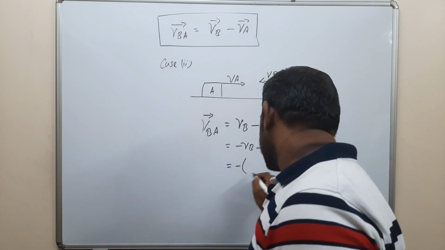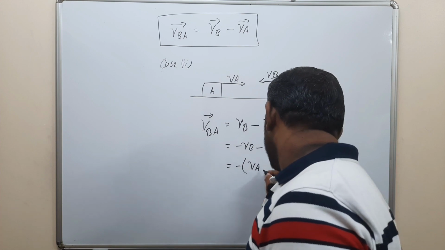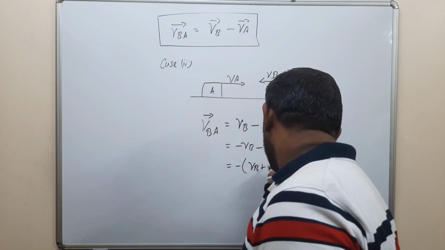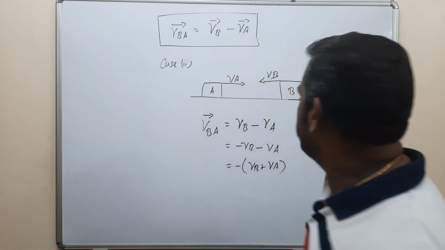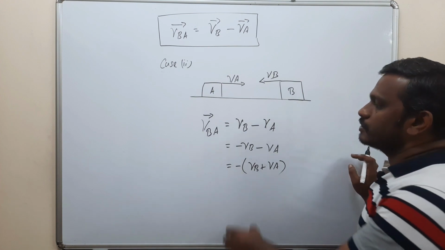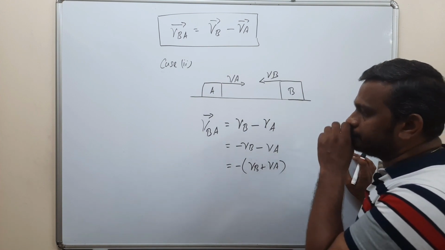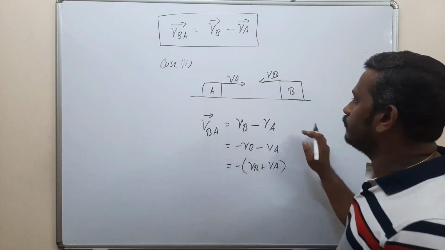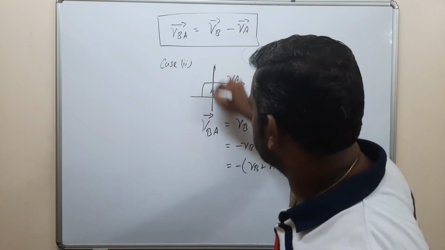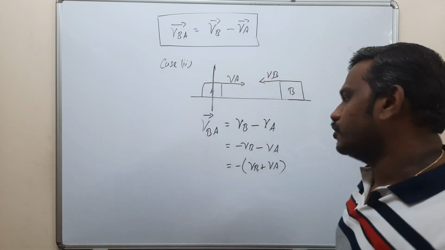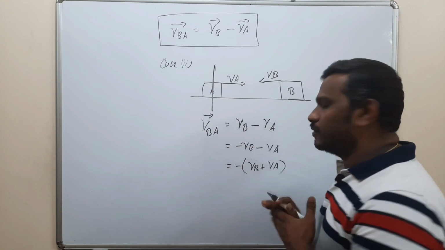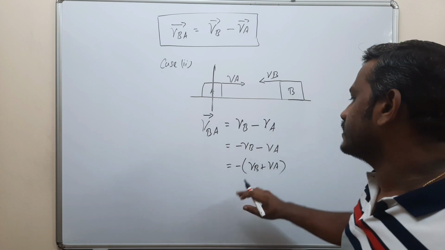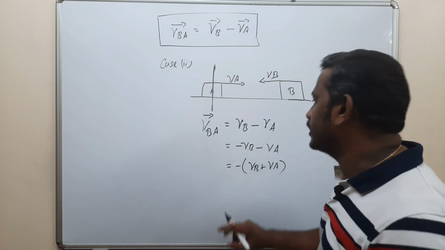So that is equal to minus of VB plus VA, minus of (VB plus VA). So this quantity, the velocity of B with respect to A, where A is the observer at rest, is always negative only. So B always approaches A, that is the negative direction. So the relative velocity is negative.